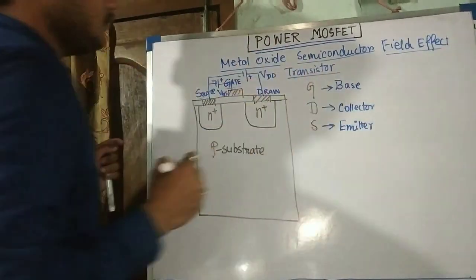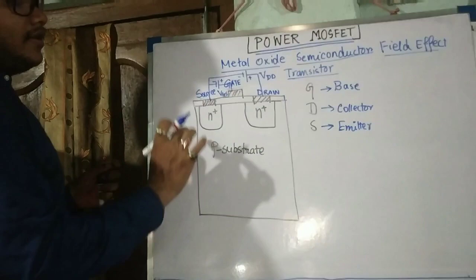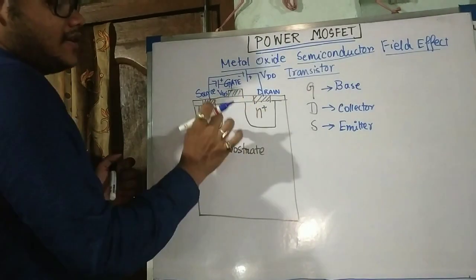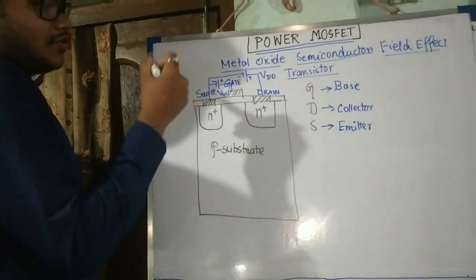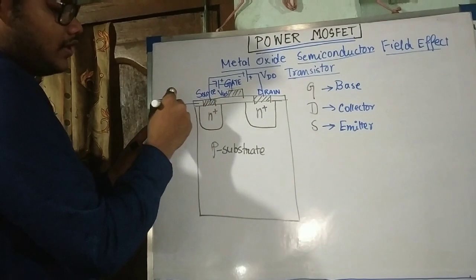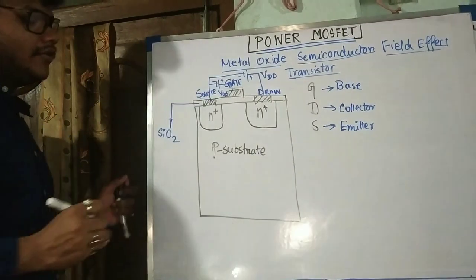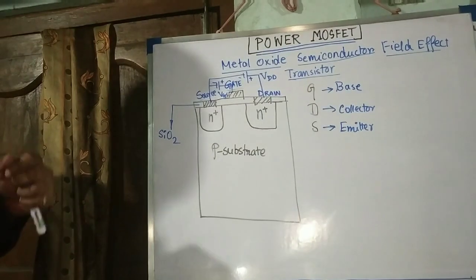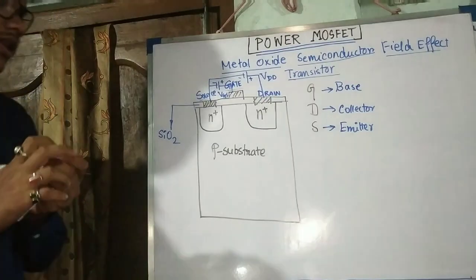Now, see, this is a P substrate and two N plus layers are doped in the P substrate. See, this is the source terminal, this is the drain terminal, and this is the gate. And this is insulated by an oxide called SiO2, silicon dioxide. This SiO2 layer also acts as an insulating material.